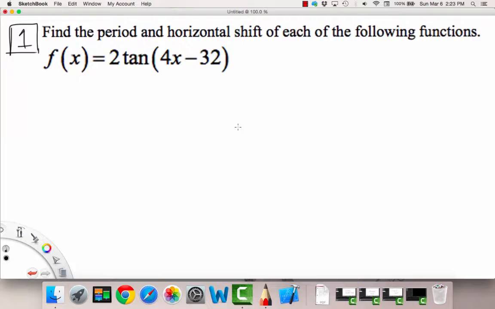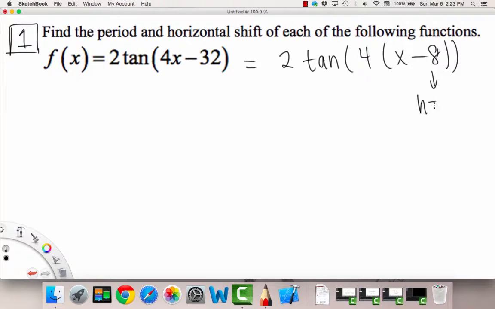Okay, number 1 asks us to find the period and horizontal shift of the following function, f of x is equal to 2 times tangent of 4x minus 32. Let me break this up. We're going to factor out the b, the 4, from the rest. We're left with this 8, which is our h. So h is equal to 8, and our b is equal to 4.